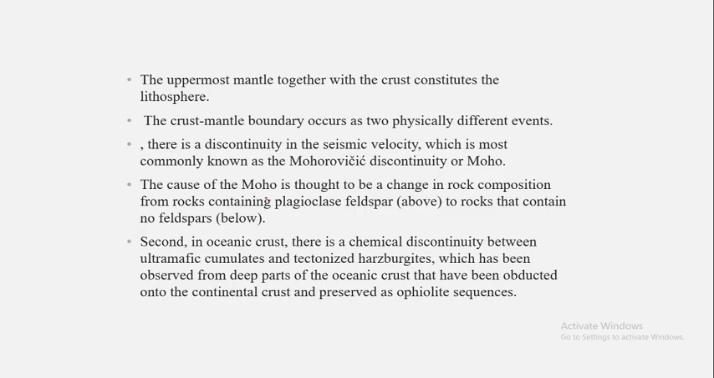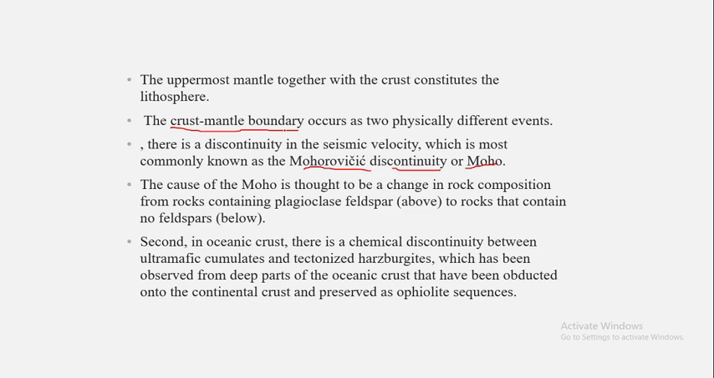The crust-mantle boundary occurs at two physically different events. The differentiation of the crust and mantle is very important. There is a discontinuity in the seismic velocity which is most commonly known as the Mohorovicic discontinuity, or simply MOHO. It is a discontinuity present between the crust region and the mantle region. It is the boundary which separates the crust and the mantle.